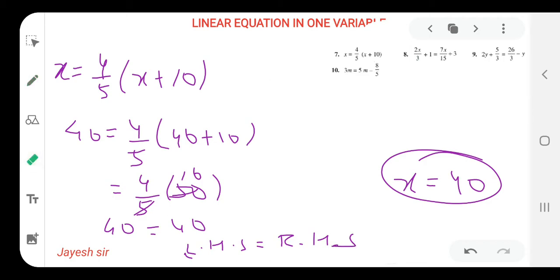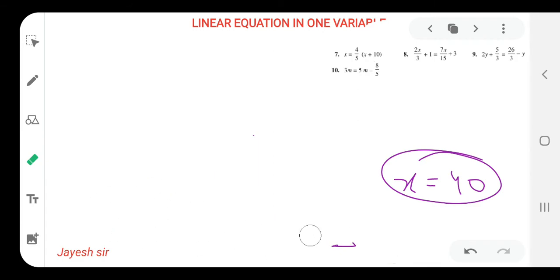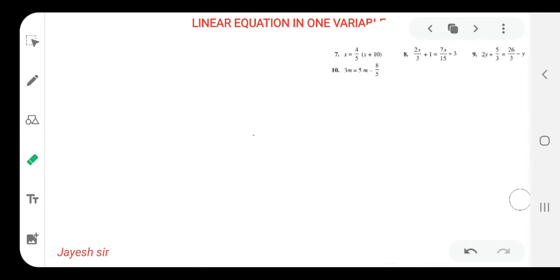I hope you all might be getting it, friend. So let's begin with the 8th sum for the day. If you understood and cleared your concept, pause the video and try to solve by your own, friends, as they are similar type of sums. So let's begin with the 8th sum for the day, that is 2x by 3 plus 1 equals to 7x by 15.